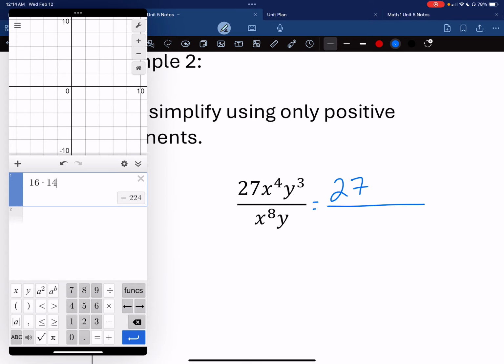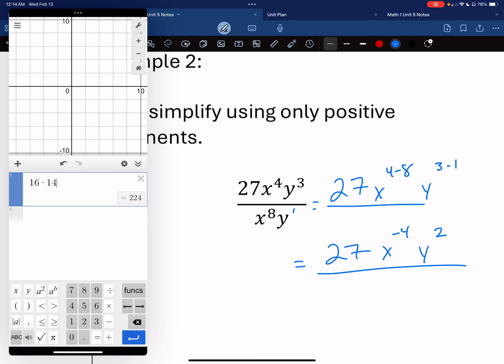All right, so now I have a couple different ways you can think about this. You can use the rule, that is the preferred way, but if you want to visualize it, you can also expand these out, and you'd see that 4 x's are going to cancel out. So I can write this as x to the 4 minus 8. Remember that when we don't have a power, there's a 1. So we can say y to the 1 minus 3. So we have 27 over x to the negative 4, y squared.